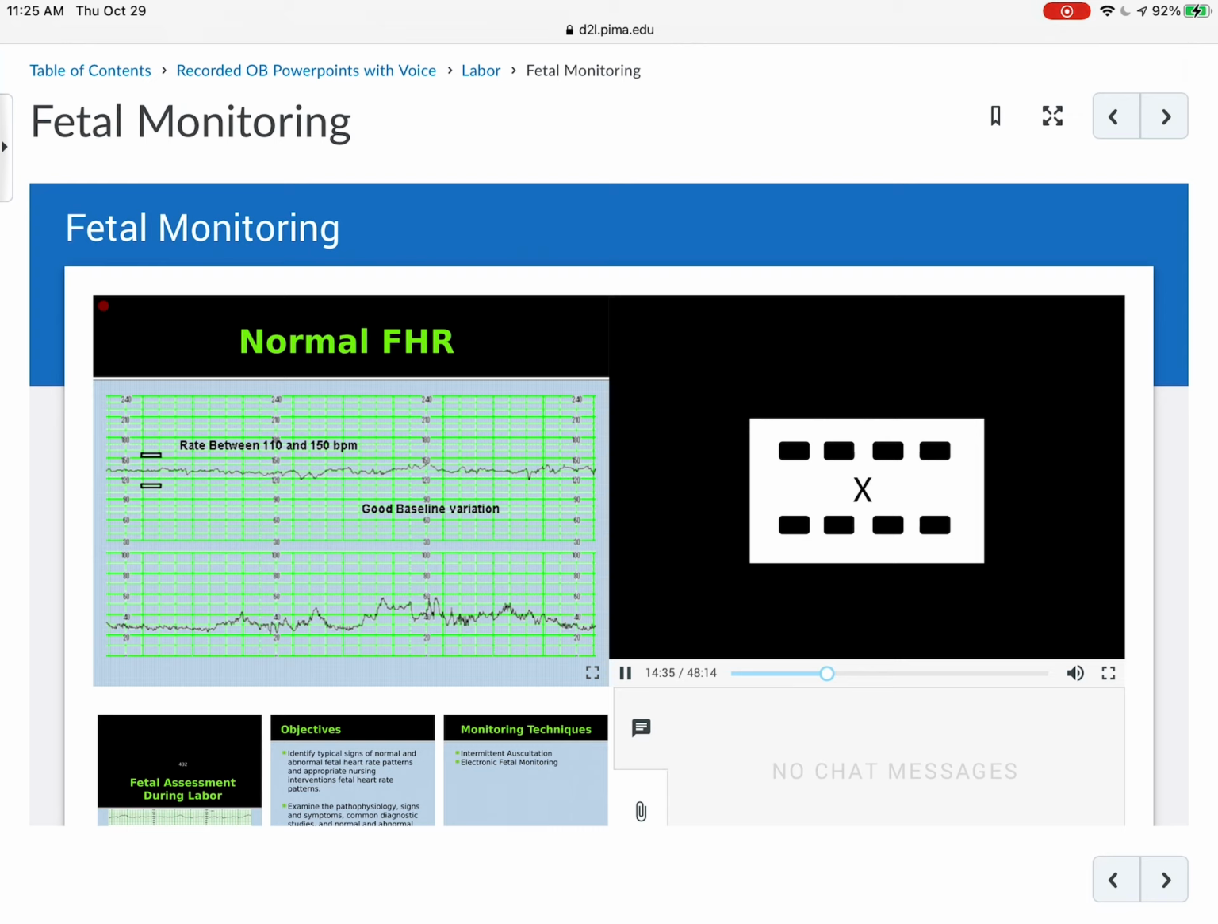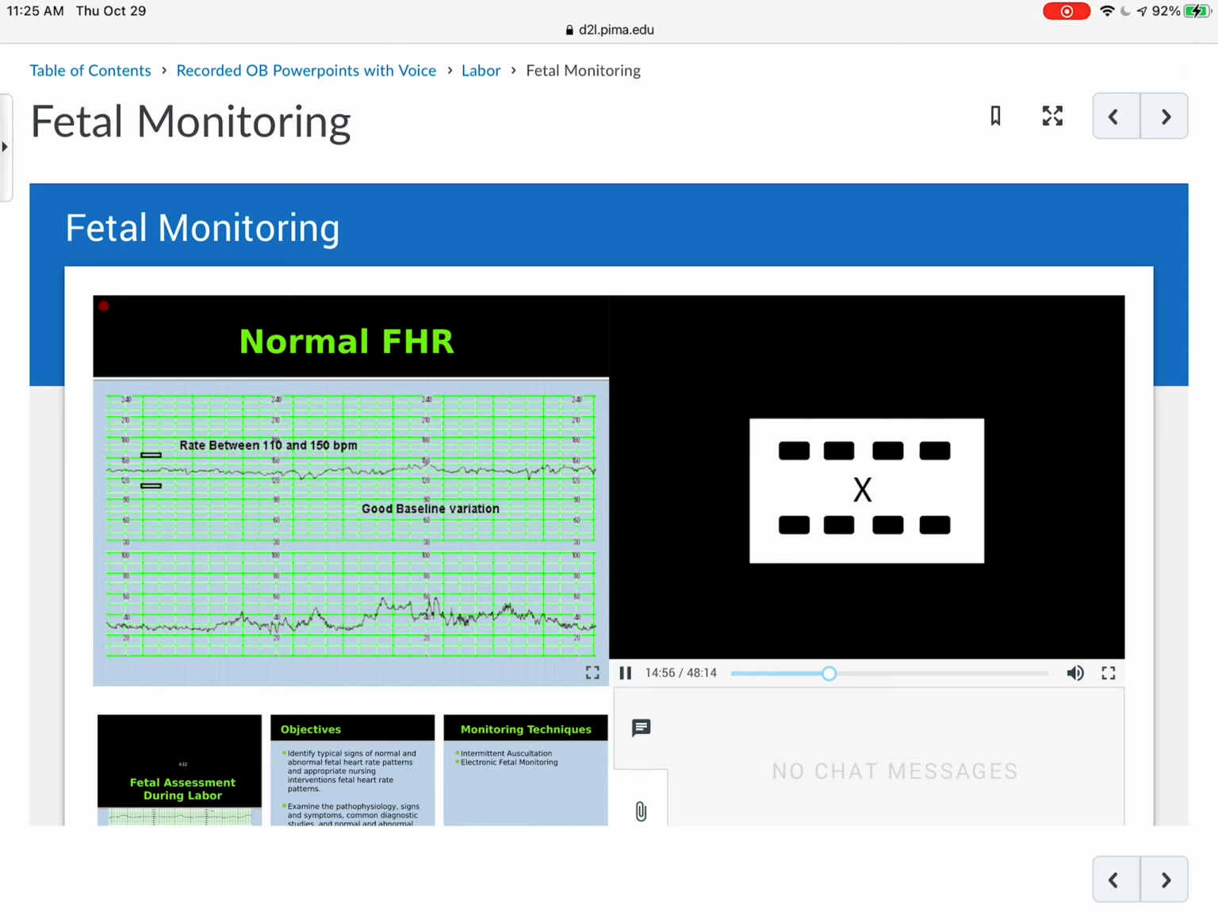Let's look at this tracing here. Look on the top there. You'll see fetal heart tones. They're in the 130s. Okay, so if you look, that's kind of like the baseline right there. You'll notice, though, that it jumps around. It goes from 130 to 125 to 120 to 140. And that's what we call variability.